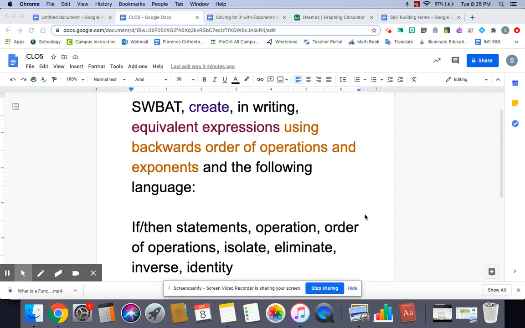Welcome to our notes. This is the CLO for this lesson. It says students will be able to create, in writing, equivalent expressions using backwards order of operations and exponents and the following language: if-then statements, operation, order of operations, isolate, eliminate, inverse, and identity. In your own words, go ahead and tell me what you think we're going to learn in this lesson.